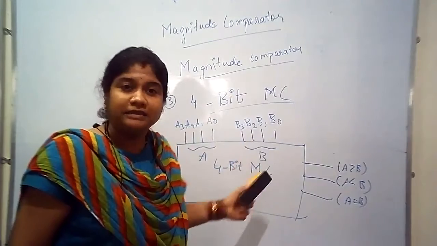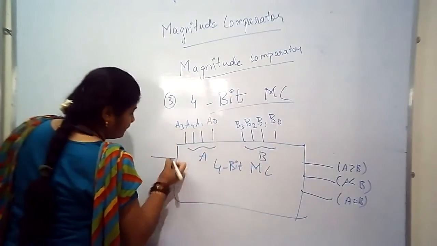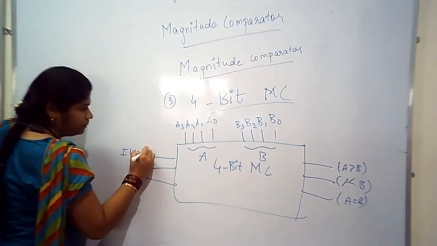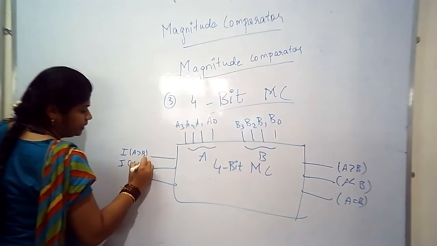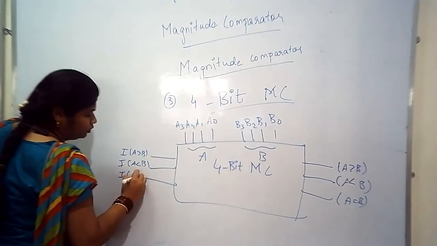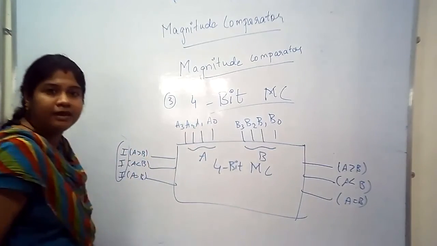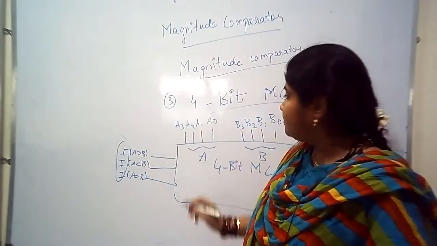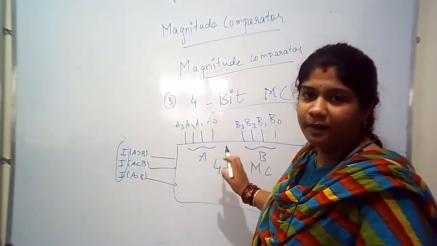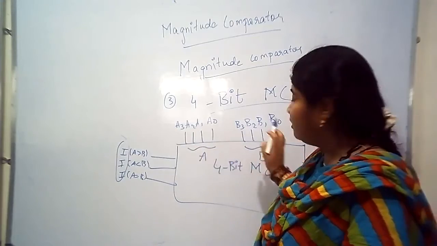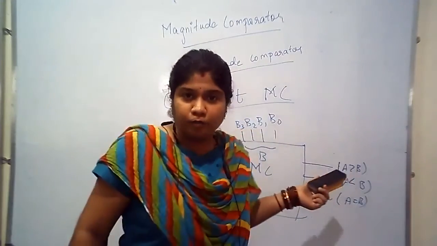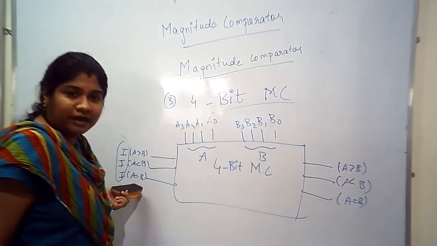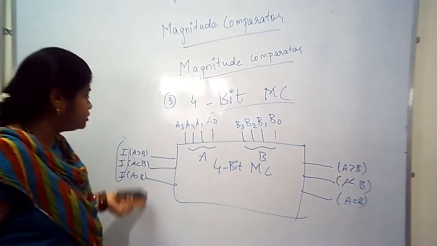Apart from this, we have another input connection, represented as I of A greater than B, I of A less than B, I of A equal to B. What is the meaning of I here? I'll explain next. So for the 4-bit magnitude comparator, I'll have 4 bits of A, 4 bits of B, along with the 3 outputs. Why have I taken these other 3 functions called I?